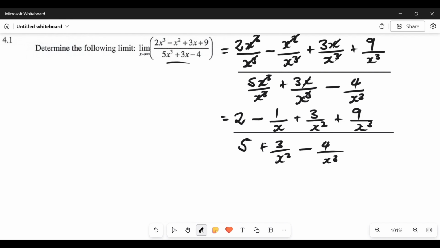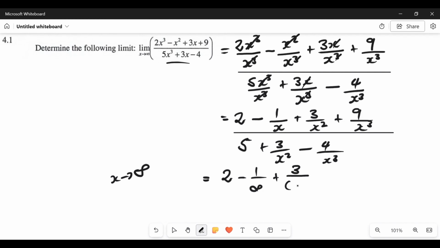Right. Now that we managed to solve it this way, the second step is to do direct substitution. Now, wherever there is x, we substitute with infinity. The first term on the numerator, which is going to be 2, we leave it like that. There's no x there. Minus 1 divided by. Now, the second term on the numerator, we have 1 over x. So wherever there is x, we substitute with infinity. There we go. Plus. And then the third term on the numerator, we have 3 over x squared.